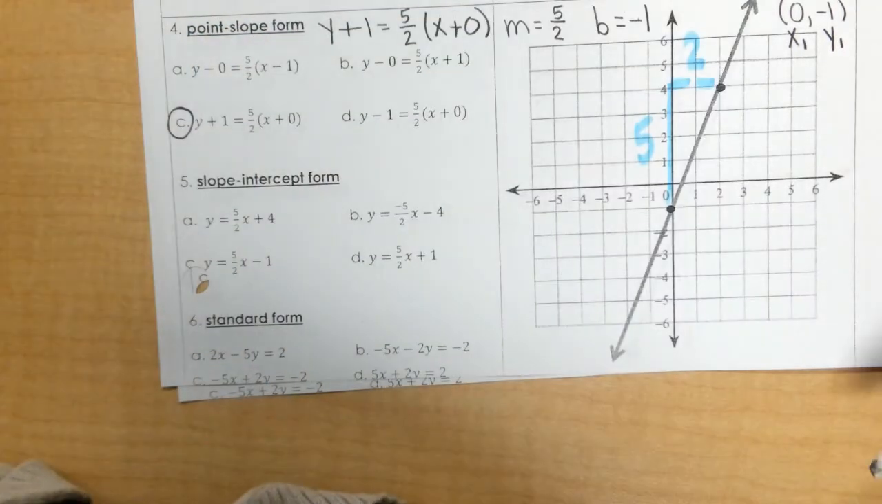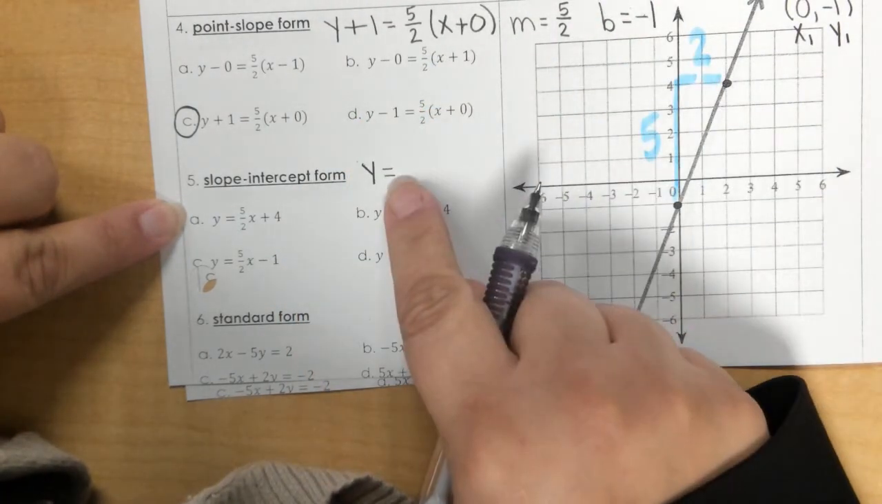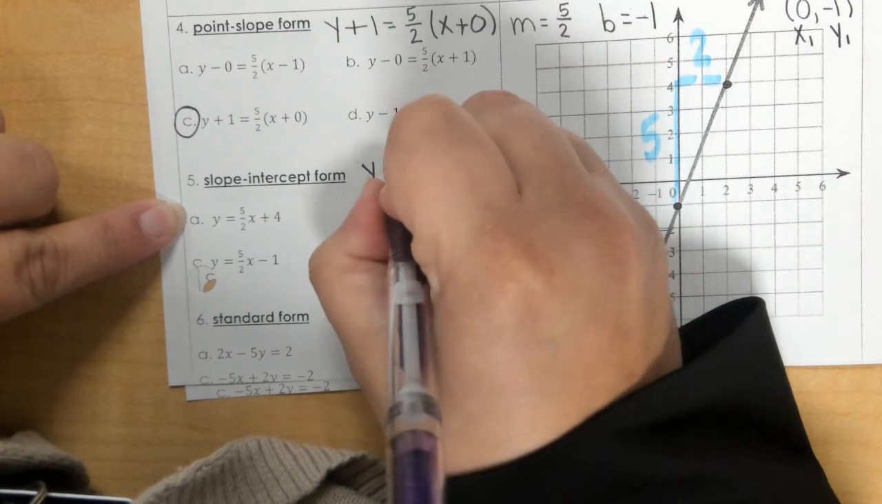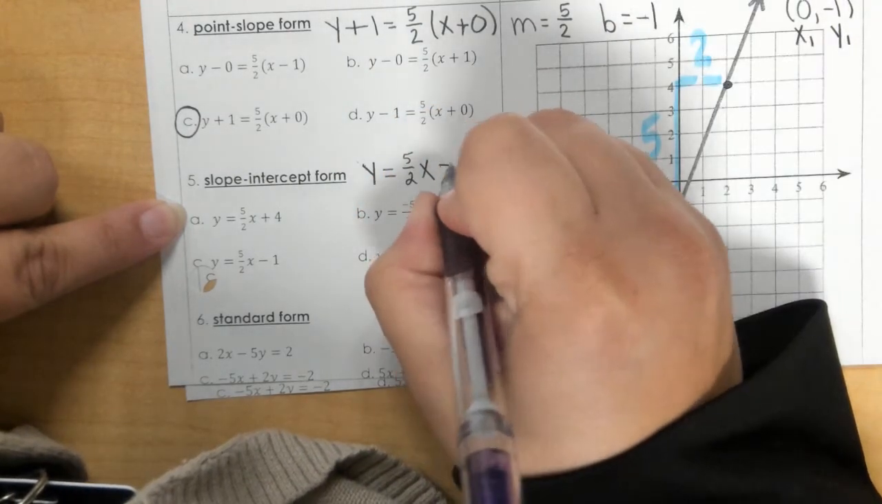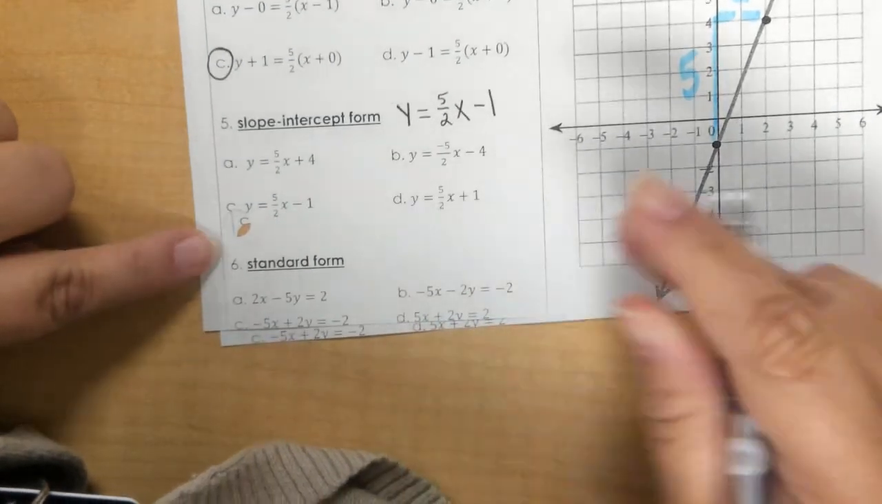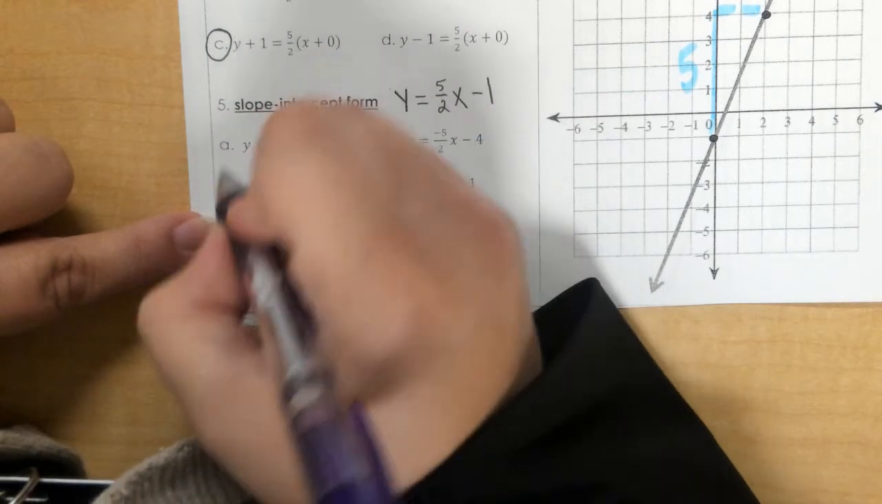Okay, for slope-intercept form, we're going to have y equals mx plus b. M, in this case, was that 5/2. Plus b was going to be a -1, so that's going to be just a -1 there. And if I compare that to A, B, C, D, it has to be C.